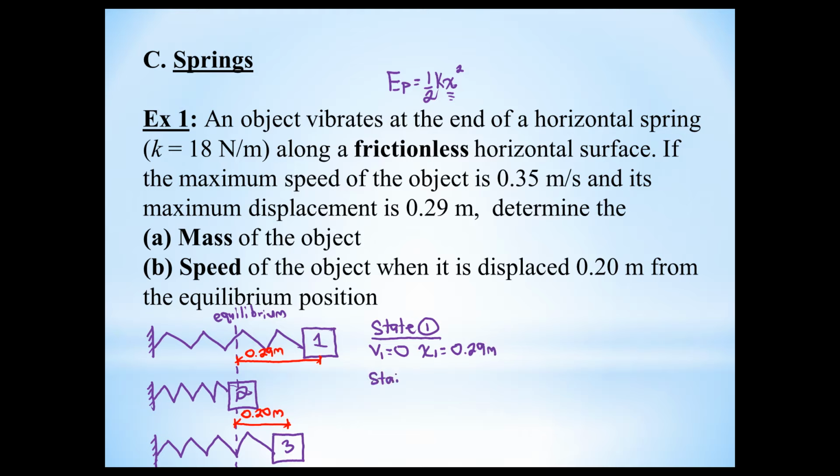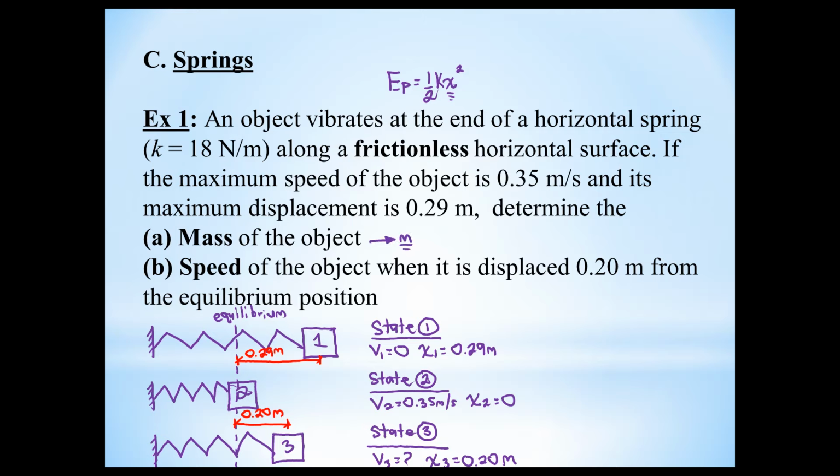State 2. V2 is, it actually tells me the equilibrium speed, 0.35 meters per second. And the spring is unstretched at equilibrium, so x2 is 0. Okay, state 3, let's get the subscripts right this time. State 3, we're going to figure out that speed later on in part B. And the distance the spring is stretched, again, it's an in-between state, so you're going to have both kinetic and potential energy, 0.20 meters.